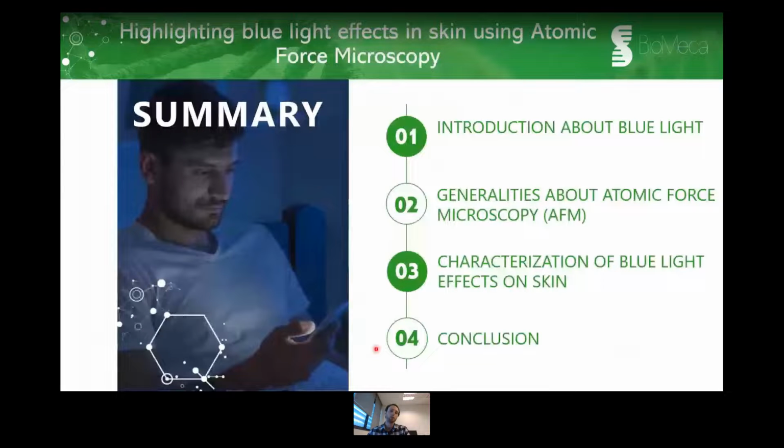So today, during this presentation, I will introduce you what is blue light. Then we will speak briefly about AFM and what we can do with it. And we'll finish by how can blue light affect skin structure.